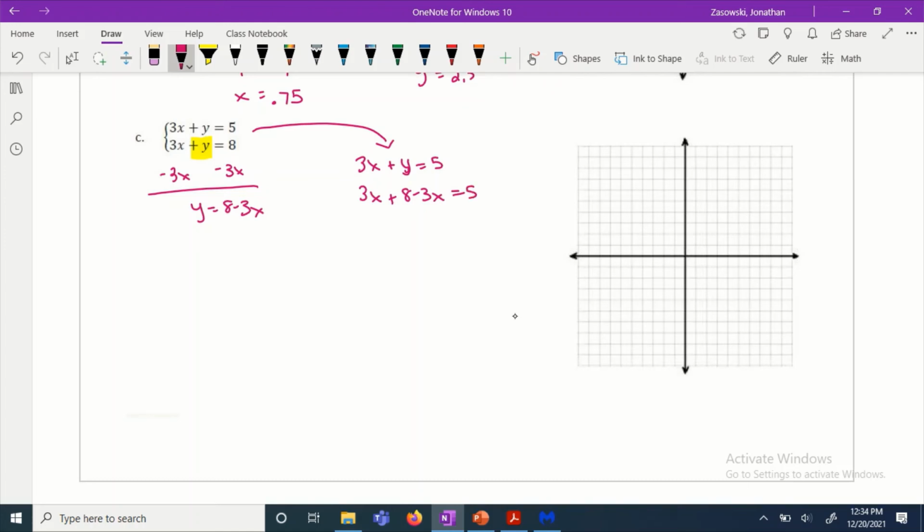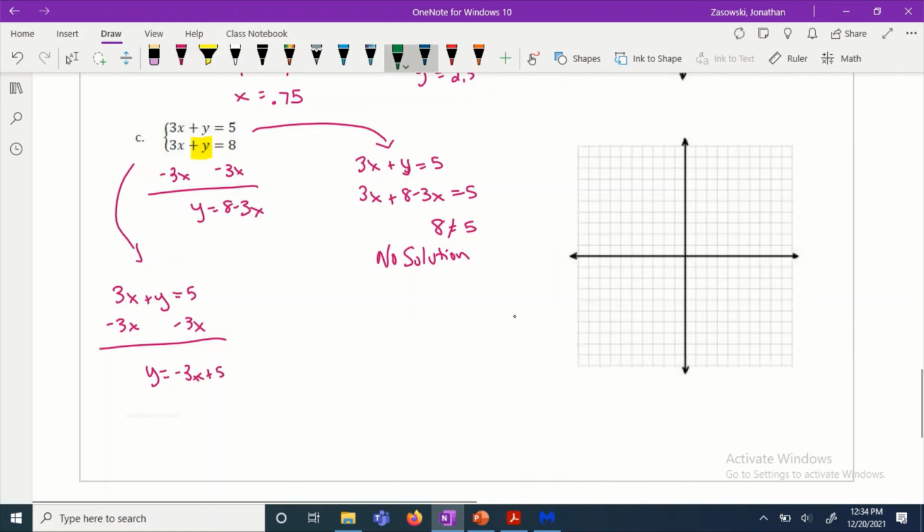Now, these 3x terms have opposite signs. They're going to drop out and give me 0. So I just get 8 equals 5, which is not true. So remember, if we end up with an equation that's not true, our answer is no solution. Okay? And the reason is because if you look at our equations, we have 3x plus y equals 5. If we subtracted 3x from both sides, right, what do we notice? We get y equals negative 3x plus 5.